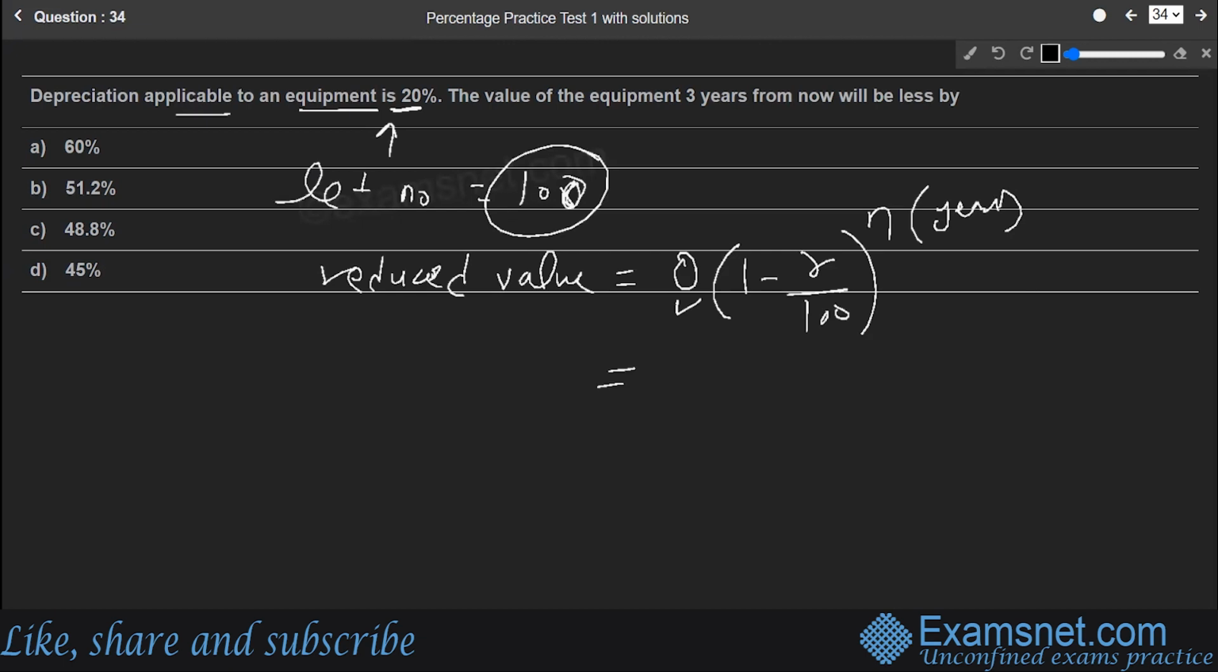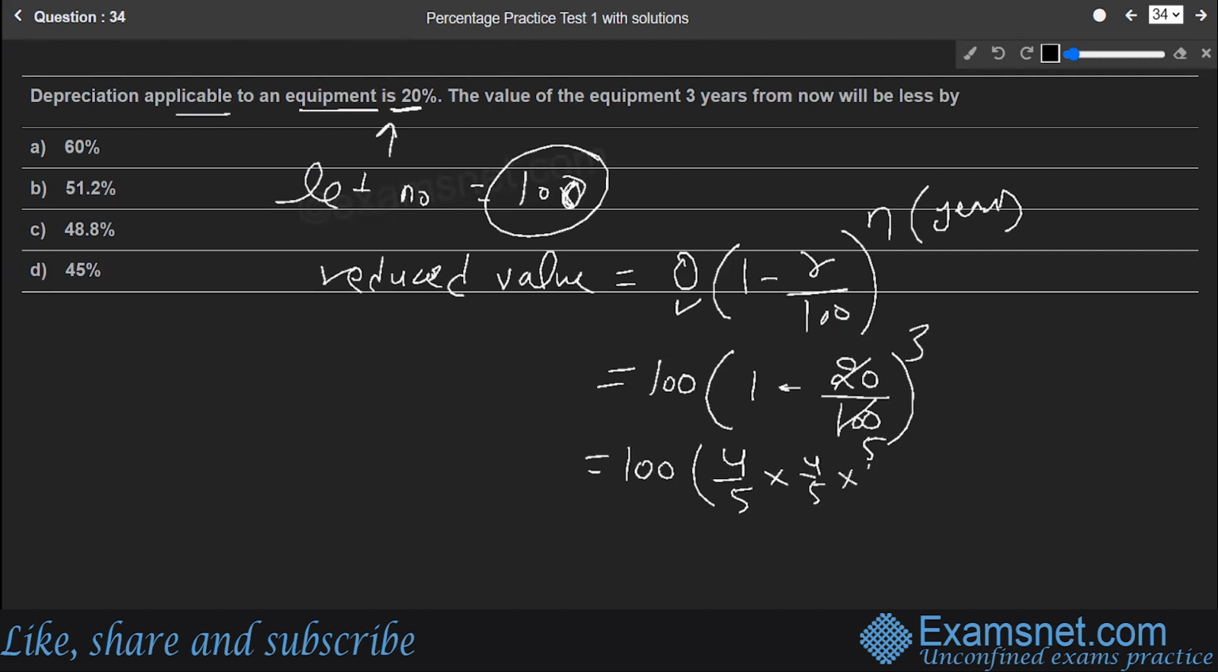So clearly we have assumed the original value to be 100. 1 minus rate percent, which is given as 20% reduction every year, divided by 100, to the power 3 years. So we are supposed to calculate this. This becomes 100 into (1 minus 20 by 100, which is 1 by 5), so 1 minus 1 by 5 is 4 by 5. So it's going to be 4 by 5 into 4 by 5 into 4 by 5. If we solve this further, this comes out to be 51.20. So this is going to be the reduced value.